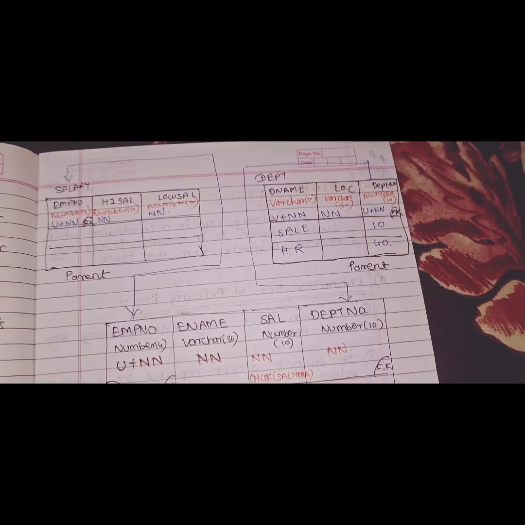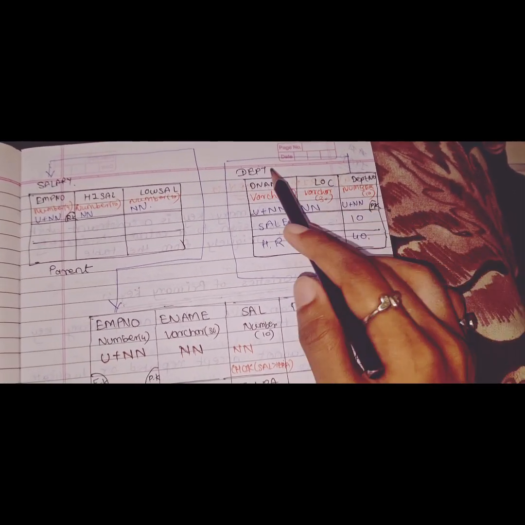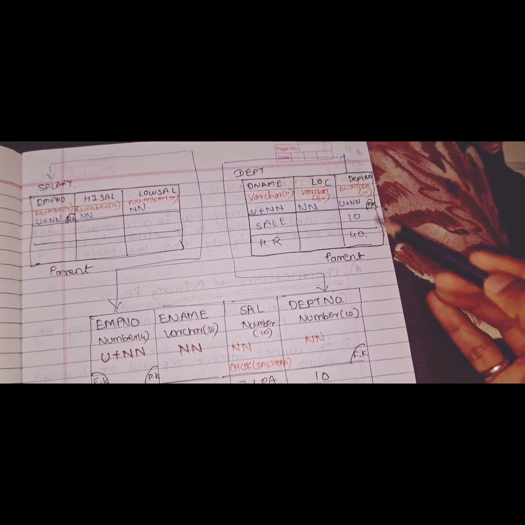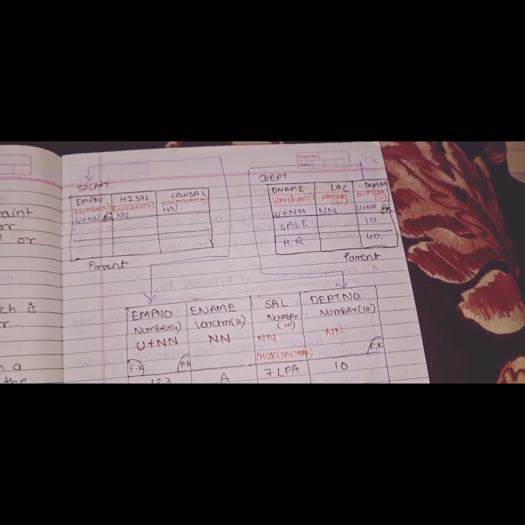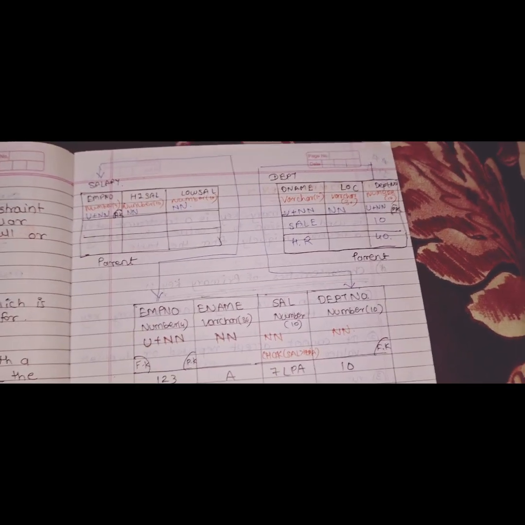Let's check the department number. Department number is the primary key for the department table, but for the employee table it is a foreign key. So what is a primary key and what is a foreign key? Let's understand it in detail.